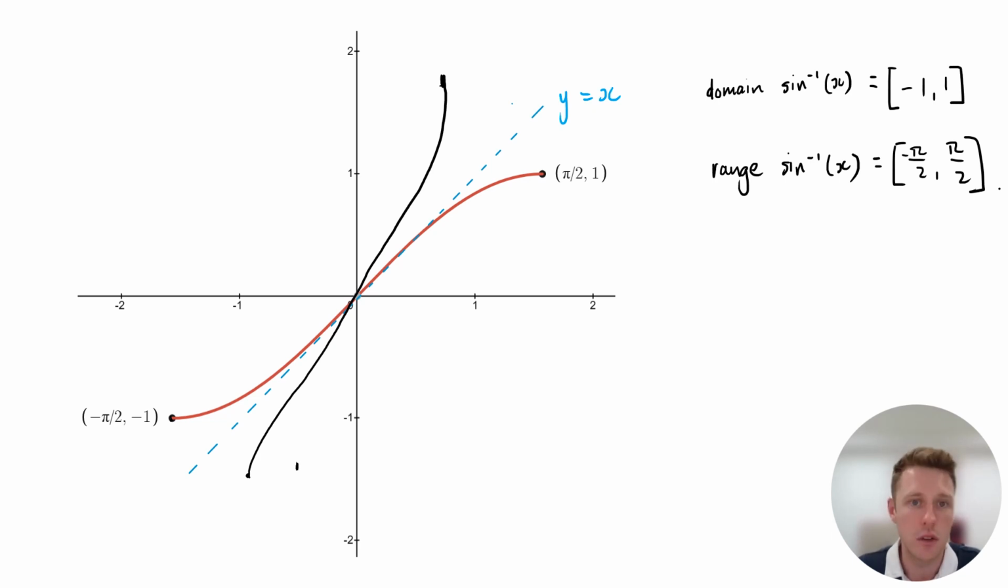So hopefully that clarifies what the sine inverse graph looks like, and hopefully you get a bit of a feel for why the sine inverse graph looks the way it does.